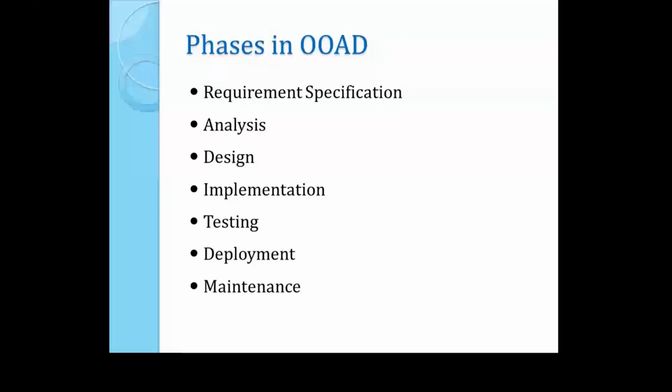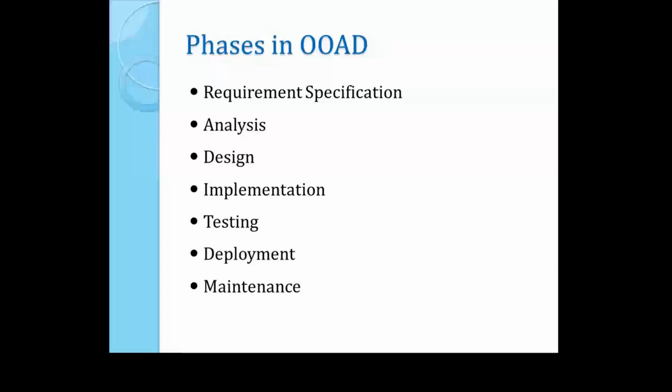Now we'll get into the next important concept, which is called phases in object-oriented analysis and design. So remember, whenever you're going to develop any particular project, any application, mobile or web, or even any desktop application, you'll have these phases, which are divided into 7 modules. First one is called requirement specification. Here the users, that is the clients, will be called, and we'll be discussing with the clients and getting the requirements for the particular software.